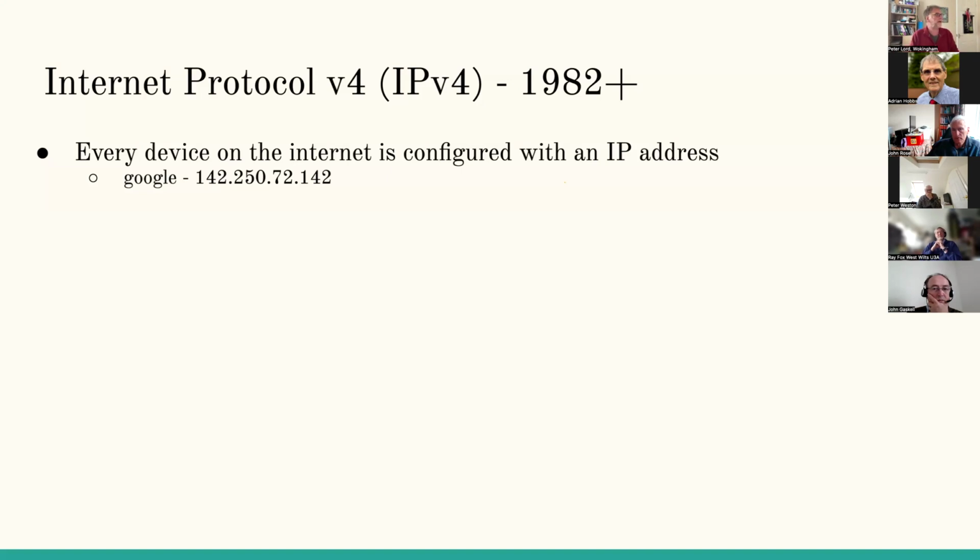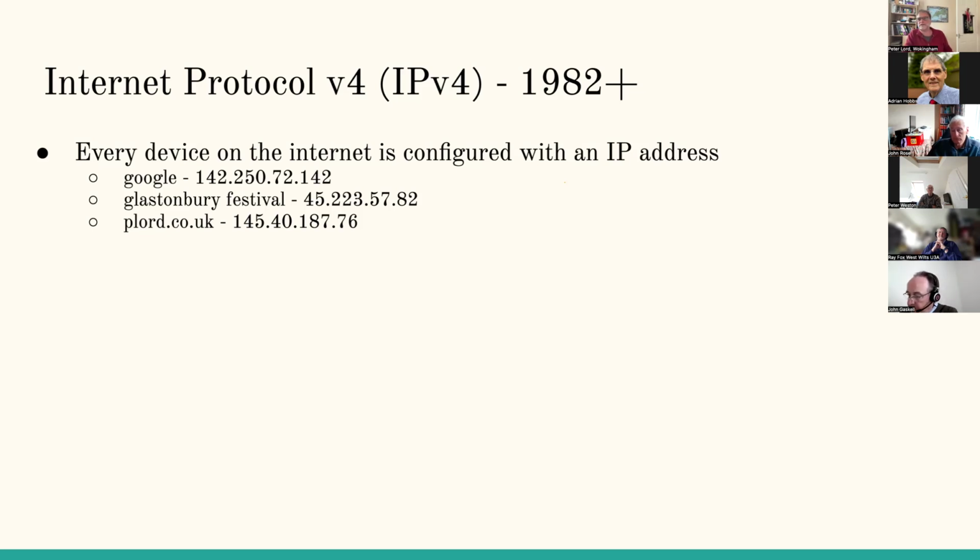So just to start off, here's what this looks like. Google has an IP address of 142.250.72.142. So a v4 address is of this format: four numbers separated by dots. Likewise, the Glastonbury Festival site has an IP address of 45.223.57.82. My server has an IP address of 145.40.187.76, and so on and so forth. Every device on the internet and on local networks has to have an IP address. And this is version 4 of the Internet Protocol addresses.